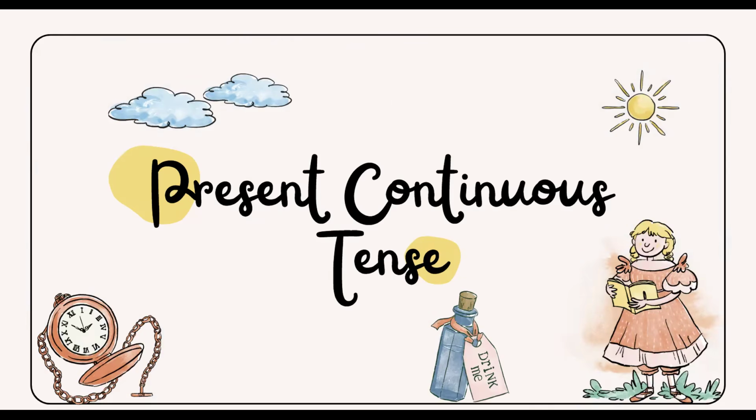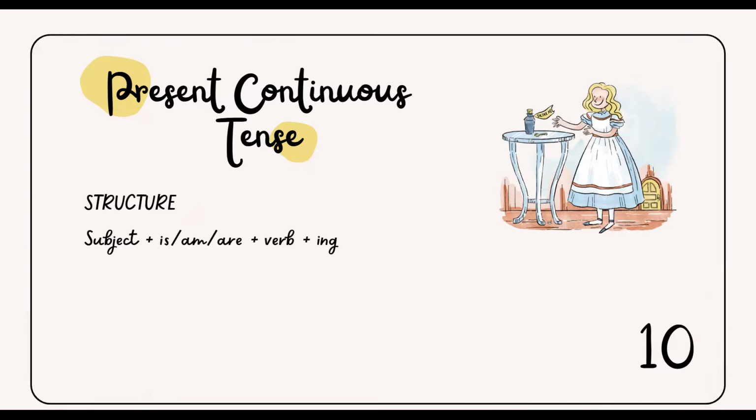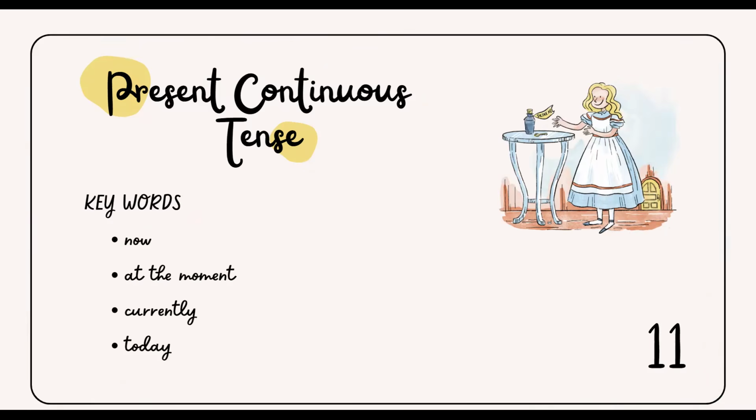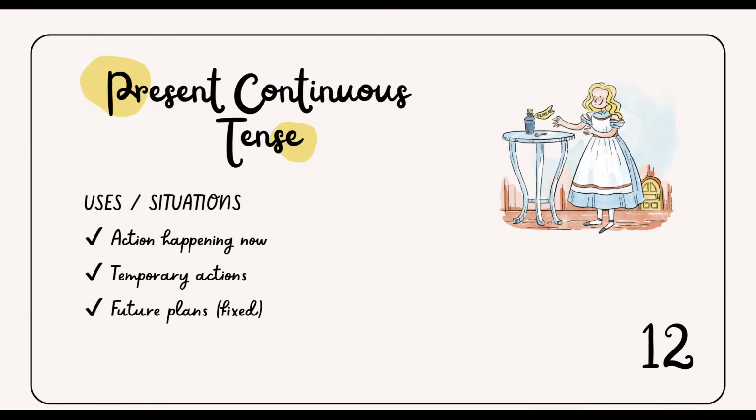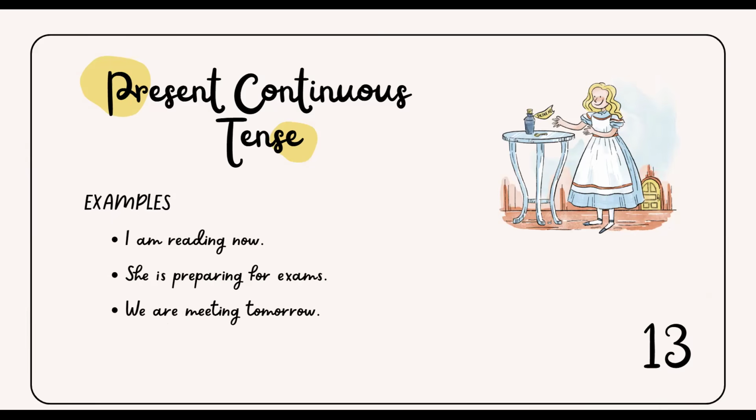Now moving on to present continuous tense. This tense is used when an action is happening right now, at the moment. The structure is subject plus am/is/are plus verb plus ing. Whenever you see words like now, currently, at the moment, think of present continuous tense. We also use this tense for actions which are temporary and sometimes for fixed future plans. For example, I am reading now, an action which is happening right now. She is preparing for an exam. We are meeting tomorrow. This is an example of a fixed future plan.